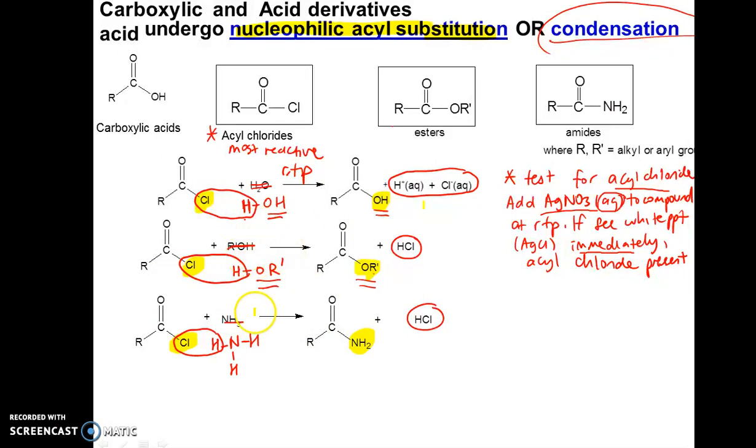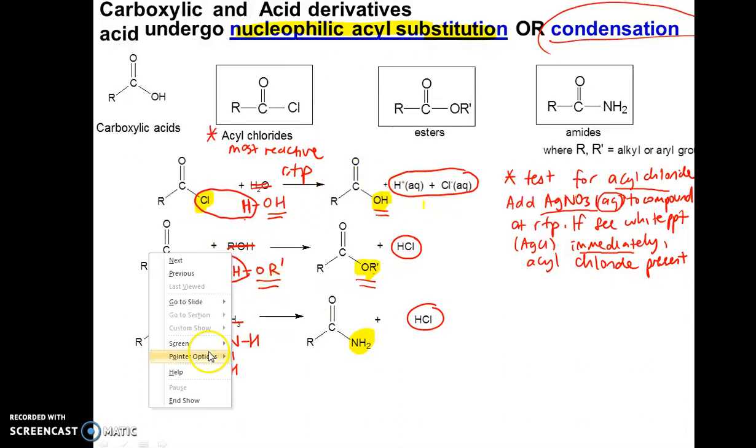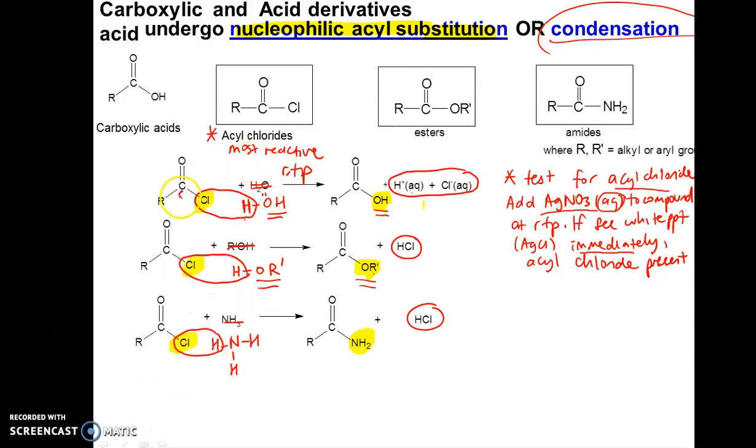So these three reactions highlight the nucleophilic acyl substitution or condensation reactions of acyl chloride. You can see that in all these three cases, the Cl is substituted with another group. That's why it's substitution. And this is actually a nucleophile. The water is actually a nucleophile, the lone pair that attacks the delta plus carbon. I'm not going to talk about the mechanism in this slide here. I'm just going to talk very quickly about the esters and amides now.